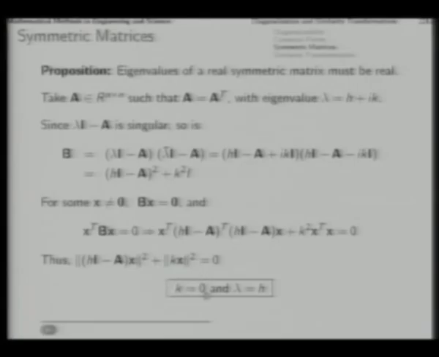k is 0, which will mean that lambda is real. So what does that show? That shows that only due to the symmetry of the matrix, which has been used at this step, we come to the conclusion that k must be 0. That means lambda is real. Now the first point of the proof is established.